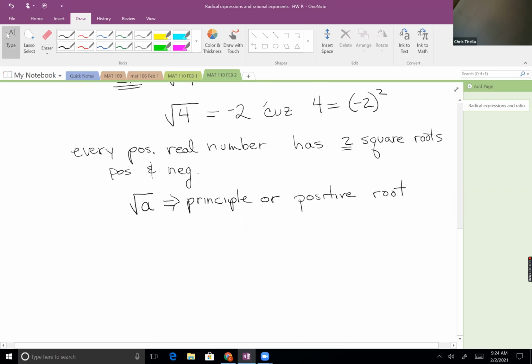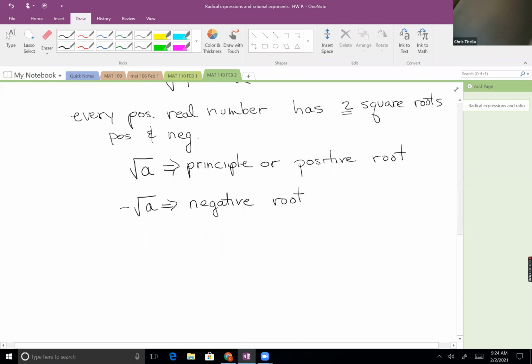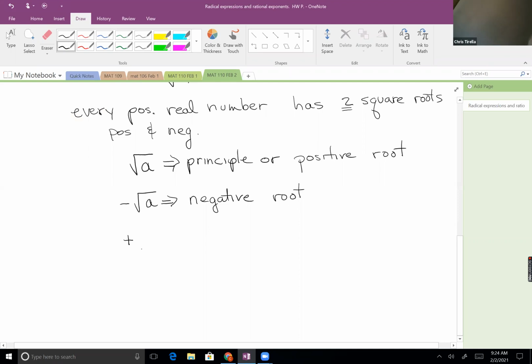And if instead I want to get the negative root, I'll put the negative sign out in front. So if the negative sign is out in front, that's the negative root. And if we want to consider both, this is read as plus or minus. And we're going to use that when we want to consider both the positive and negative.